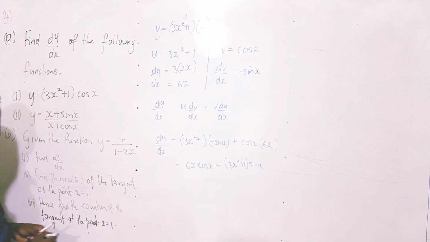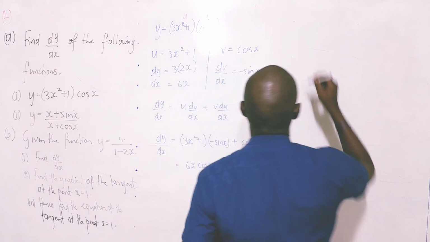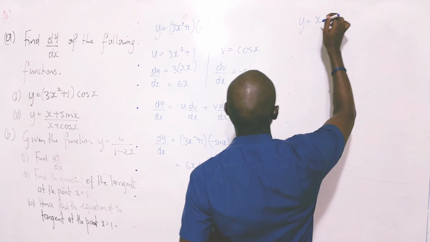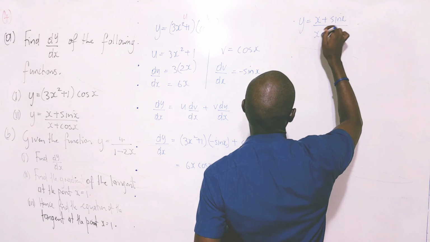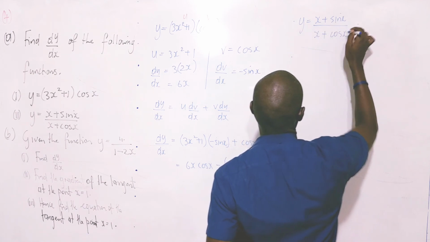And there we have dy by dx obtained by using the product rule. So that is part 1 of part A. We'll look at part 2 of part A. So we'll write the equation. We have y equals x plus sine x divided by x plus cos x rather.